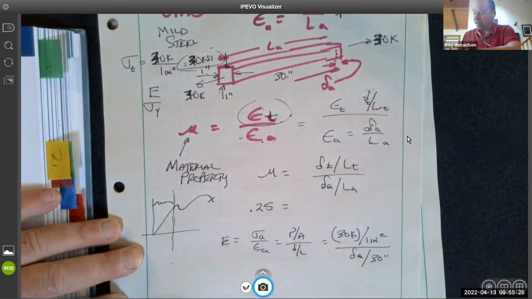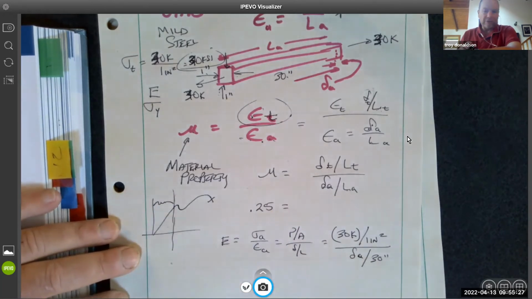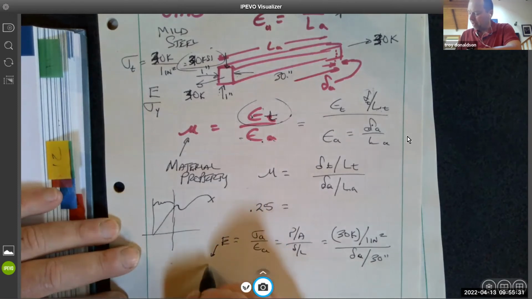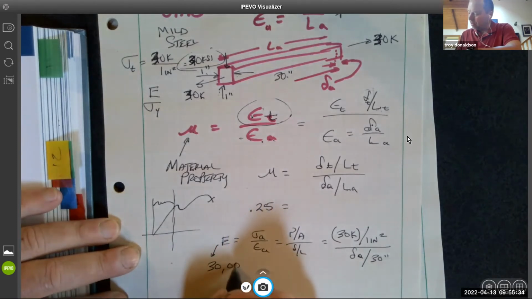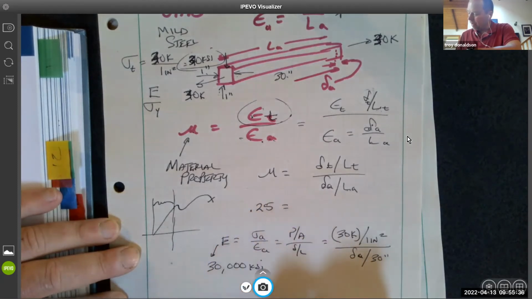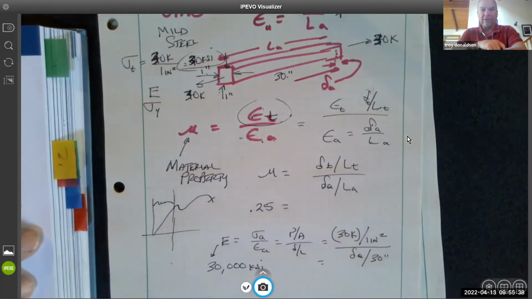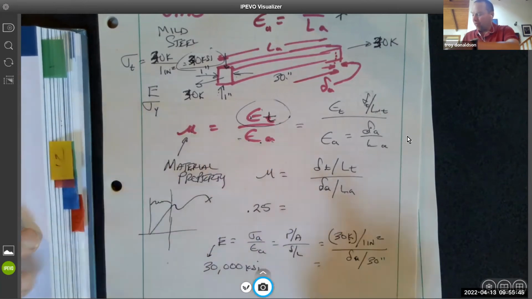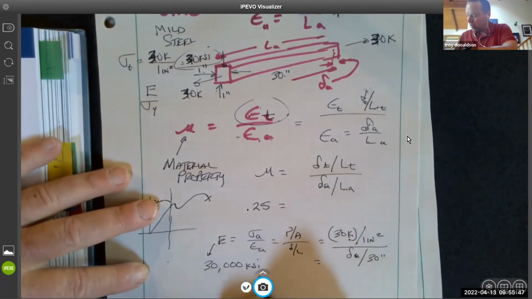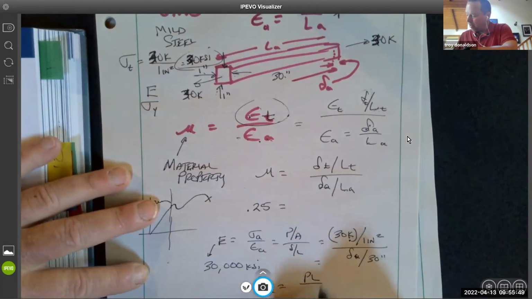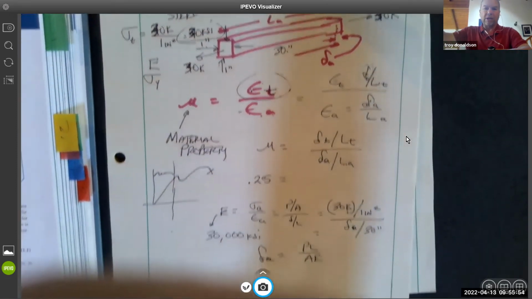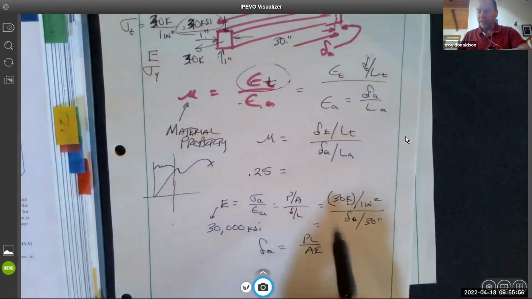And I can look up E. Well, I know it. I've done it enough, and you probably know it too. Just don't make a mistake. 30,123 KSI. And I left it in KSI because I have kips here. Okay, so that should give me delta. Now, the other form of the equation is delta equals PL over AE, so you can use that one too. It's the same thing as what I just did. I just kind of derived it here.